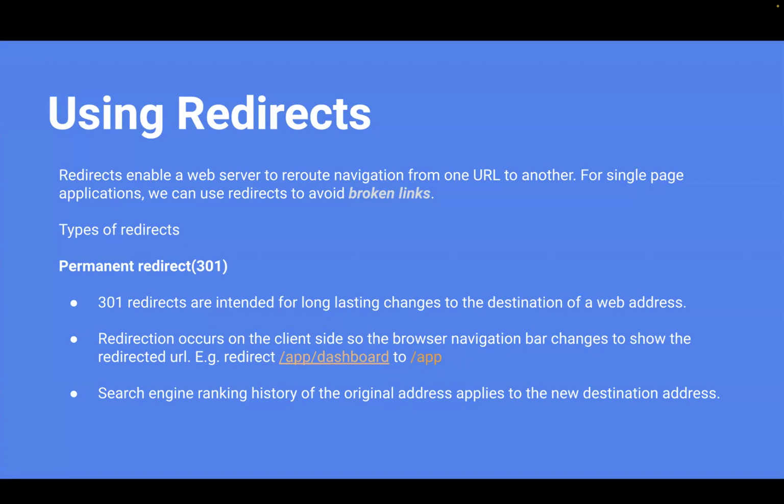So let's say you had some kind of Google Analytics going on when you were using /app/dashboard. When you do a 301 permanent redirect to /app, the search engine rankings or history that you already had will still apply to the new URL.